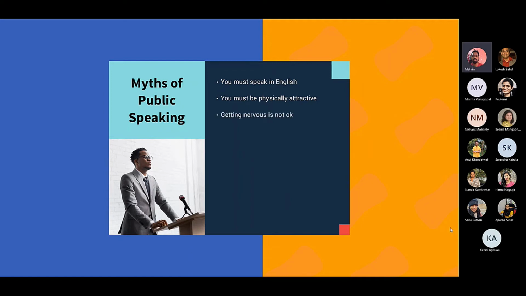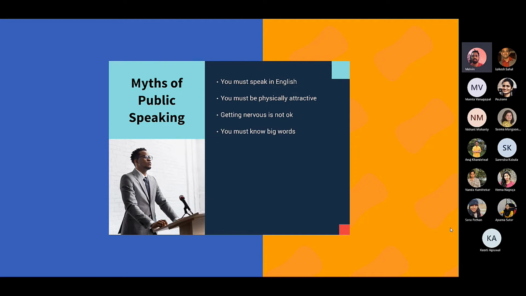Next myth: getting nervous is not okay. That's what I always thought. But that is not true. Whether you are experienced or inexperienced, everyone gets nervous at some point in time. What you do with that is what matters. So you accept that you're nervous, and then you just continue with your speech.